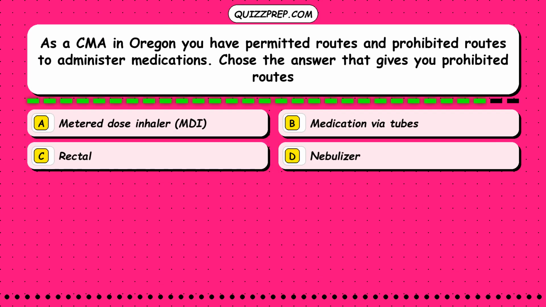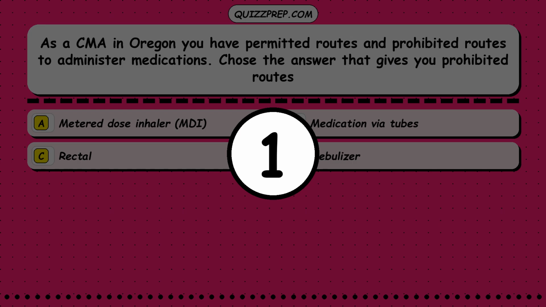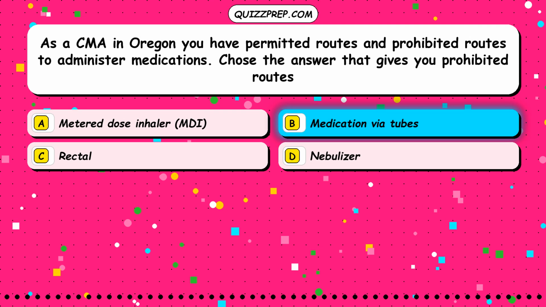Question 375. As a CMA in Oregon, you have permitted routes and prohibited routes to administer medications. Choose the answer that gives you prohibited routes. Option A, metered dose inhaler, MDI. Option B, medication via tubes. Option C, rectal. Option D, nebulizer. The correct answer is option B, medication via tubes.